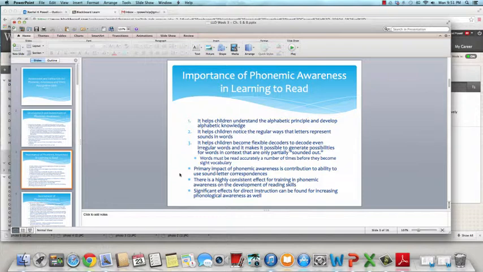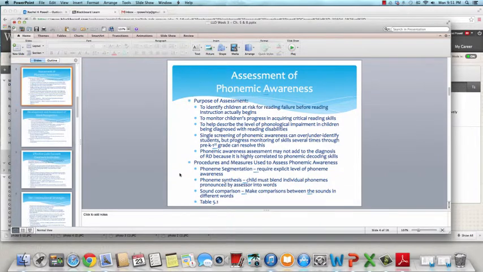Significant effects can be found for direct instruction for increasing phonological awareness as well. So very direct instruction, teaching phonological awareness to students. So not only the student's ability to do phonological awareness tasks, but again, instruction in phonological and phonemic awareness. By teaching it, the children become better readers.